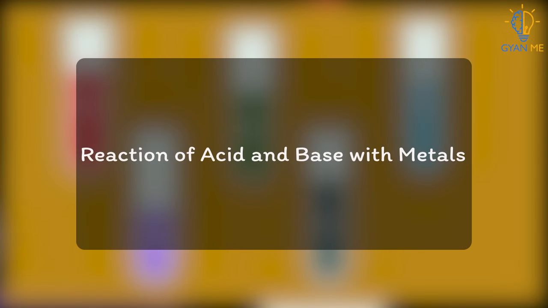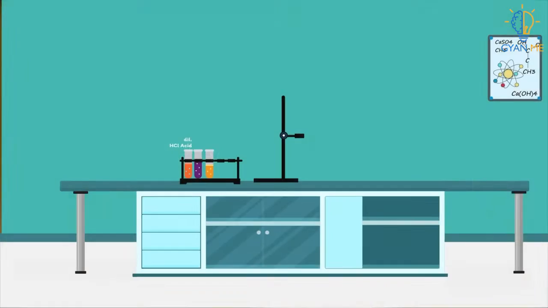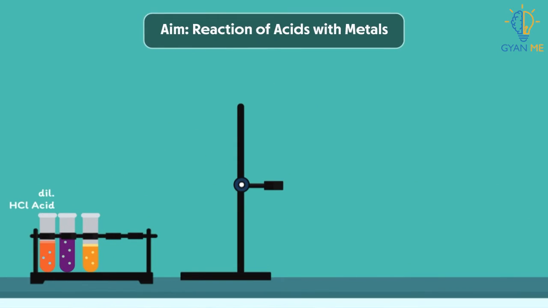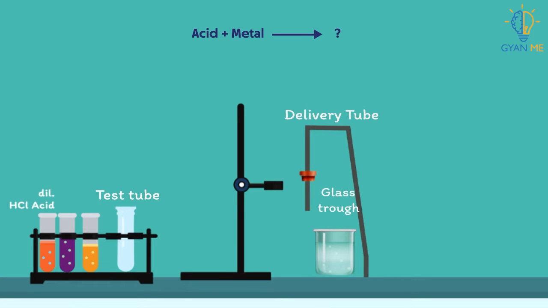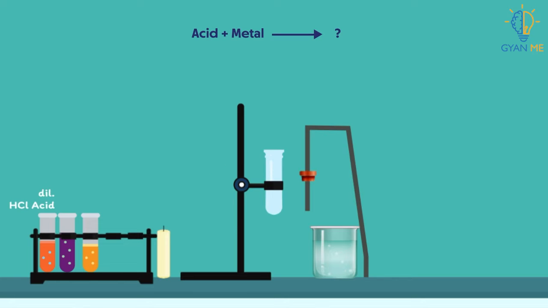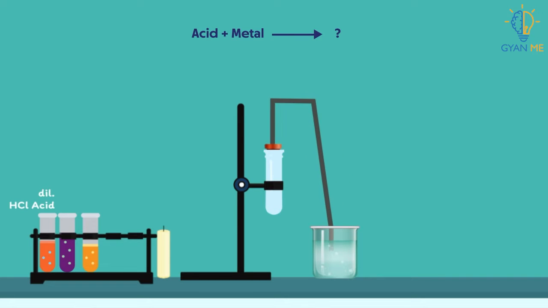First, let's explore how acids and bases react with metals. For this, let's perform an experiment. Our aim is to see the reaction of acids with metals. We require some materials like test tube, delivery tube, glass trough, candle, soap water, dilute hydrochloric acid, and some zinc granules. Now, we set the test tube in a stand and fix the delivery tube as shown on the screen.